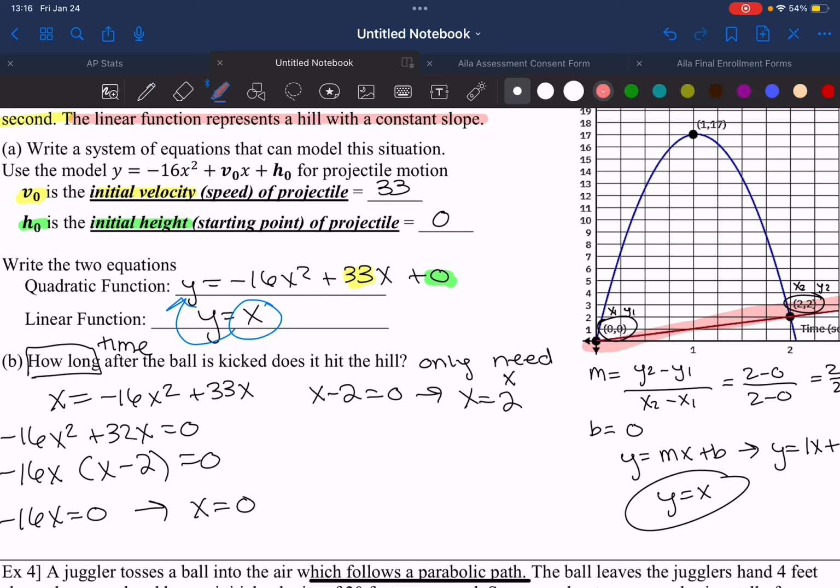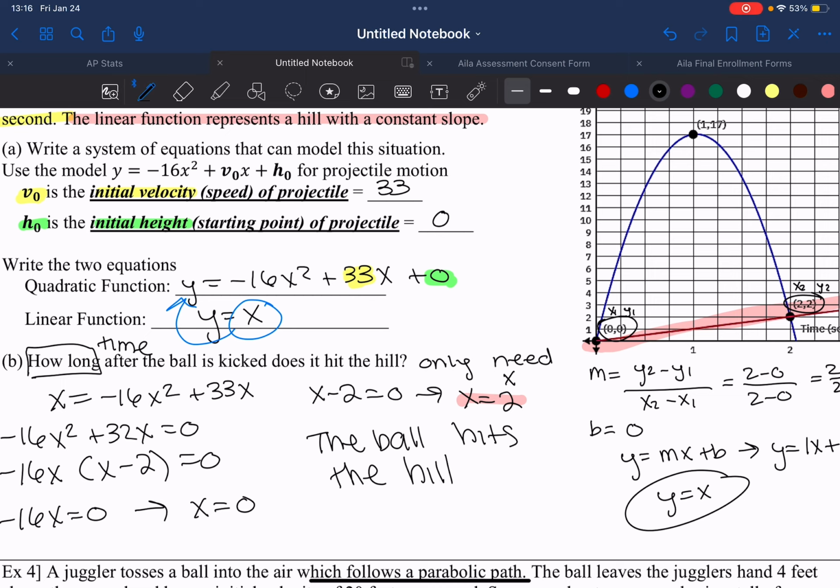Since we have our answer here of x equals 2, and we're dealing with a word problem, we have to write a sentence in order to answer this. So we would say the ball hits the hill at 2 seconds. And that would be our answer.